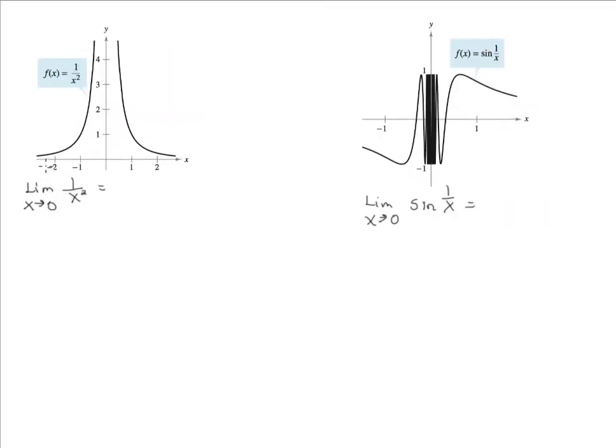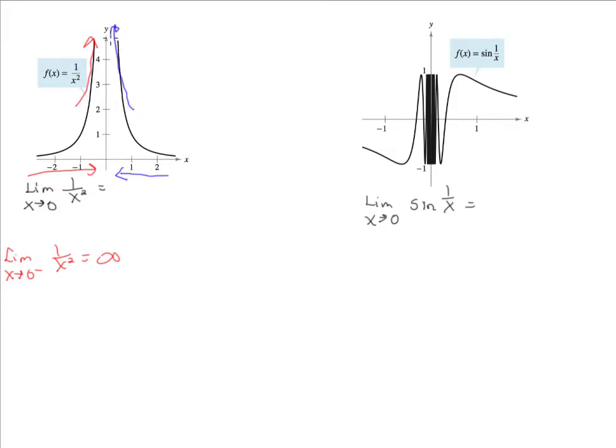Our last two graphical examples, let's look at the limit as x approaches 0 of 1 over x squared. So as we're approaching 0 from the left, notice that my function value is getting exponentially higher. So it's going up, up, up, up. And so we would say the limit as x approaches 0 from that left-hand side is going toward infinity.